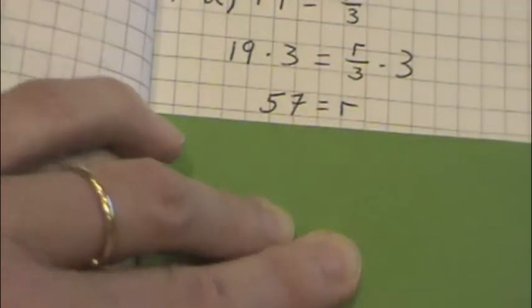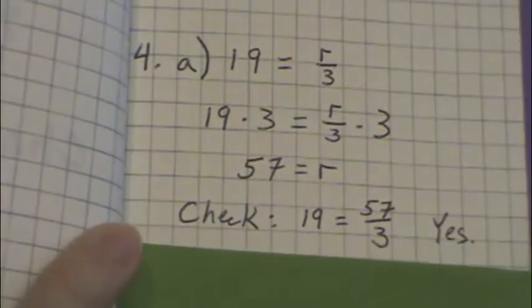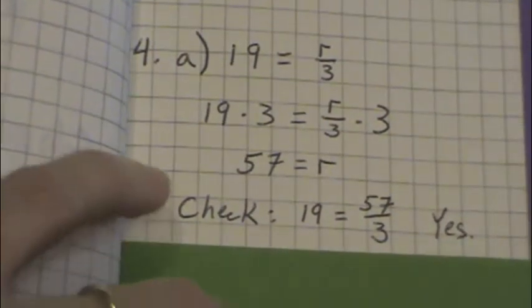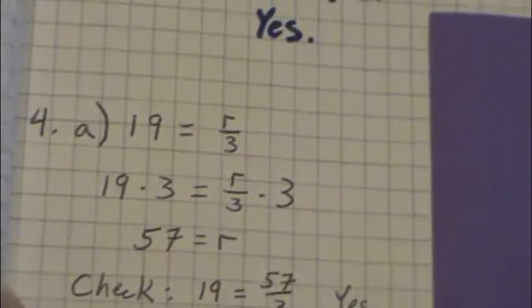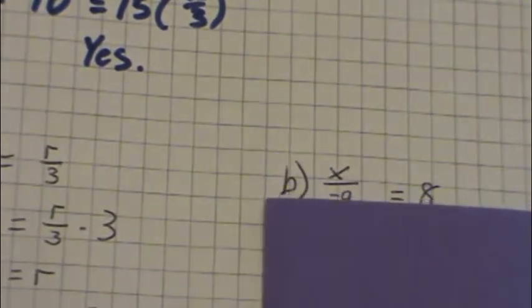Don't forget to check that. Is 19 equal to 57 over 3? Yes, it is. Let's finish this up with, take a look at letter B.